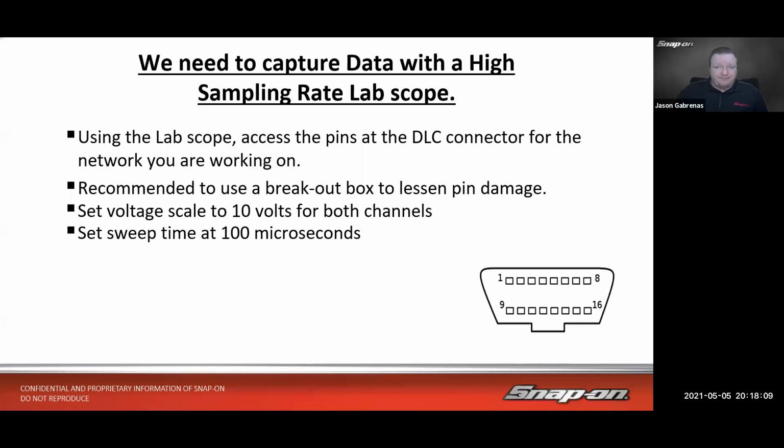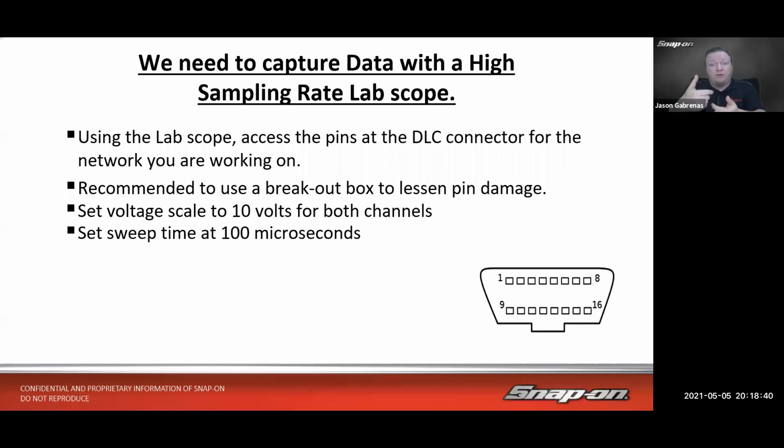When I'm going to test, let's look at a wiring diagram first. Always a good idea to figure out where my network terminates, what I'm looking at. And then oftentimes, it's easiest to just go right to the diagnostic connector. So we'll go to the pins on the DLC for whatever network we're working on as we're looking at the wiring diagram. I also recommend using a breakout box of some sort because we don't want to front probe that. Because if we front probe the diagnostic connector, we probably will damage it and have a communication problem after.